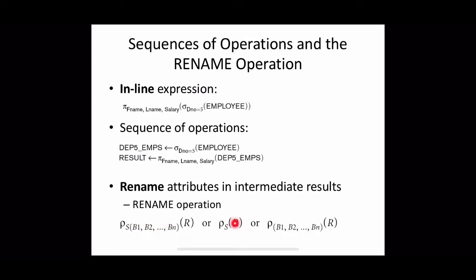Or we can simply change the name of the relation without changing the attribute names. This is the second method. We are changing the name of R into S without changing the attribute names. And the third one, we are just changing the attribute names without changing the relation name. Keeping the relation name R itself, we are just changing the attribute names into B1, B2, etc., Bn. So there are different ways we can rename a relation or attributes.